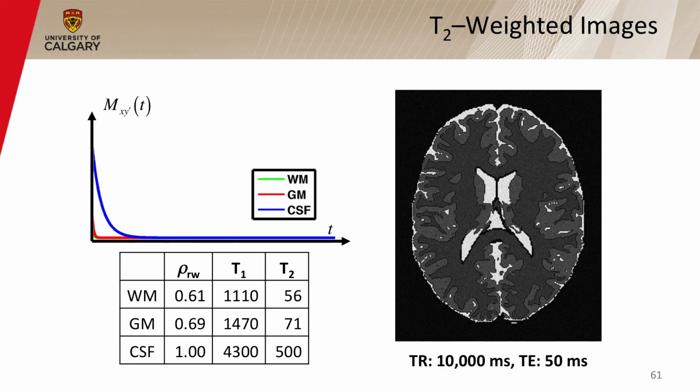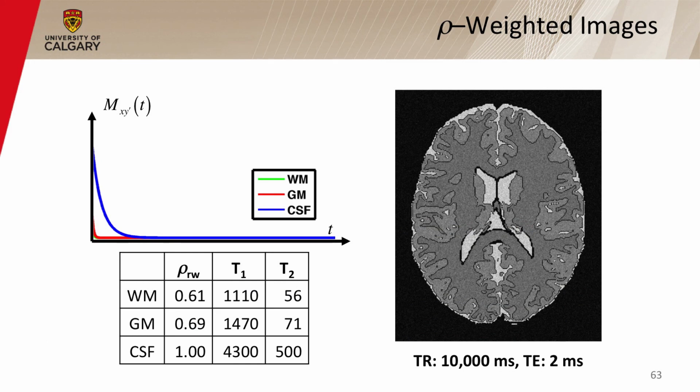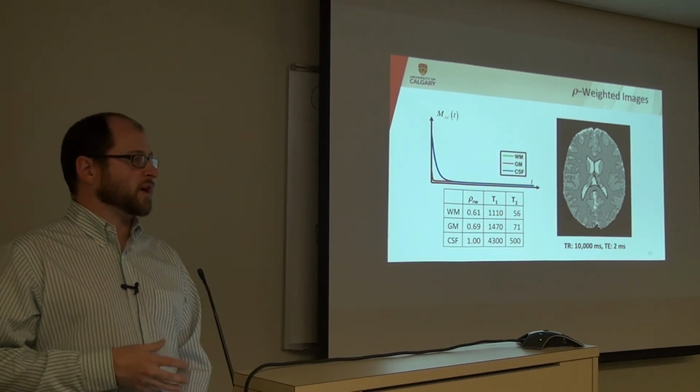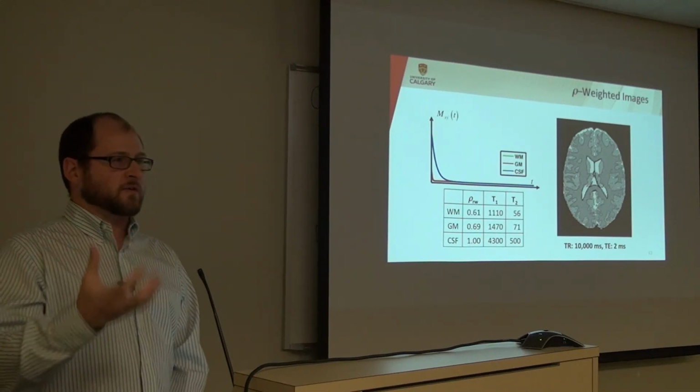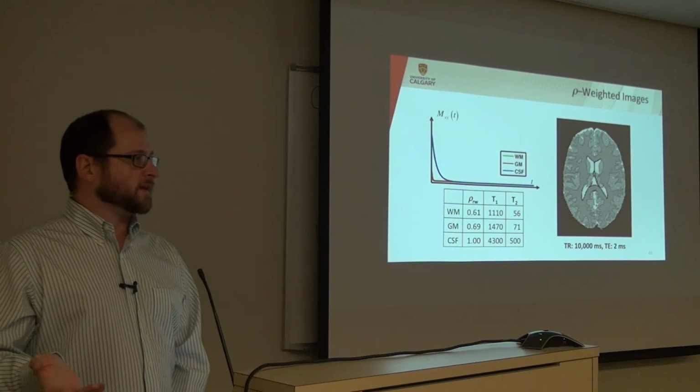Okay? Okay, and now the last scenario is a long TR and a short TE. Well, again, long TR minimizes the effects of longitudinal relaxation. A short TE minimizes the effects of T2 decay, and this is how we actually get a proton density weighted image. So by choosing a long TR and a short TE, we've minimized the effects of both the longitudinal and transverse relaxation. So the pixels that we're seeing in our image are weighted based on the proton density. Okay?